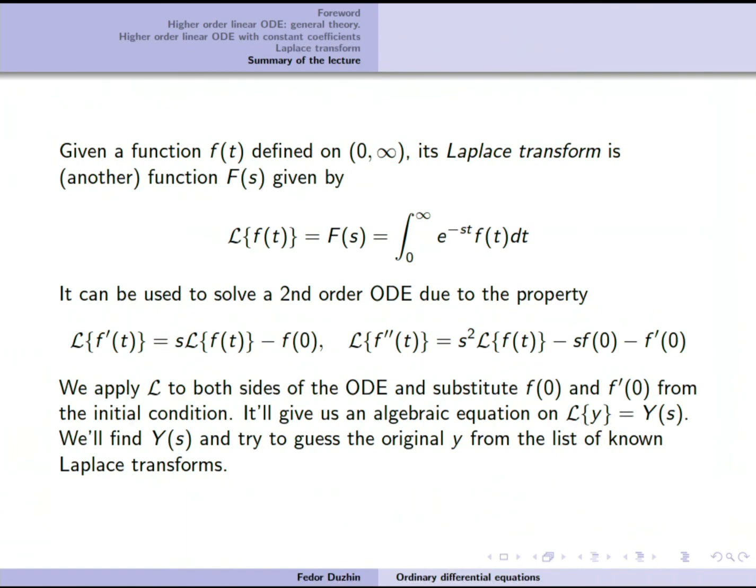And what we do is we apply a Laplace transform to both sides of the ODE, and then we solve for the Laplace transform of the unknown function, and then we look it up in the table of Laplace transforms. And that's all for lecture 8.